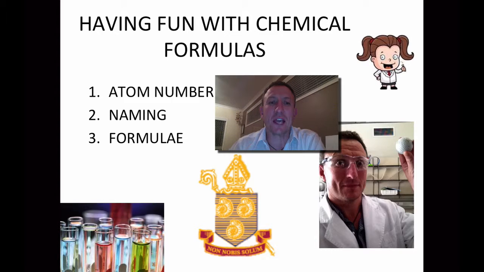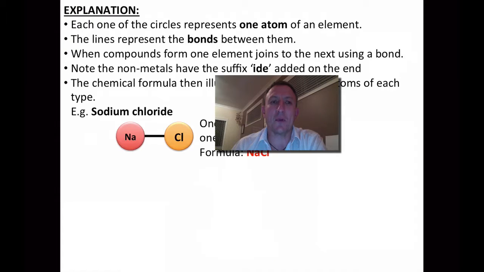Today what we're going to be looking at is atom number, naming of atomic compounds and looking at formulae. This is a very basic process which will lead into more complex processes and formulae later on. So let's run through a few key points.